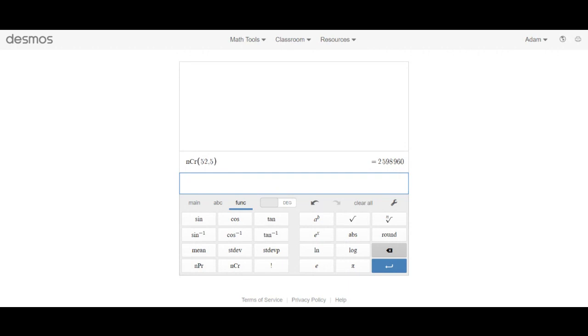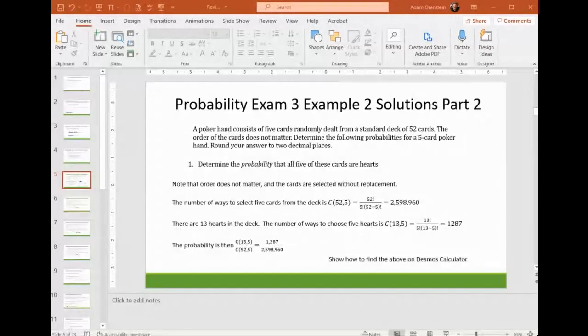And if you did C of 13, 5, you do 13, comma 5, and you get 1,287. So the scientific calculator in Desmos is something you can use, which is really nice. All right, let me stop sharing this. Hope that makes sense. Okay.